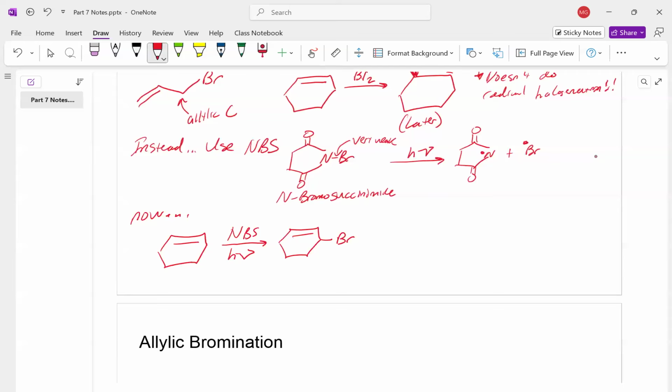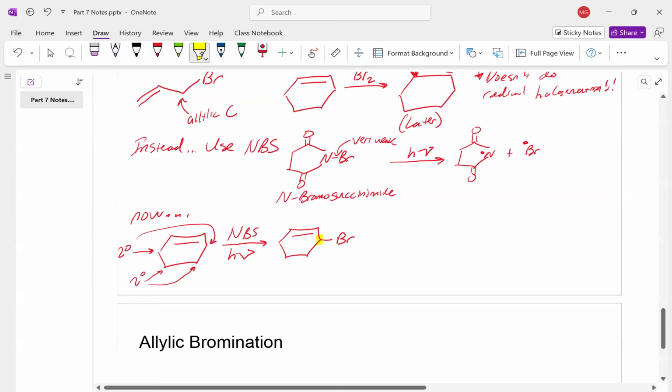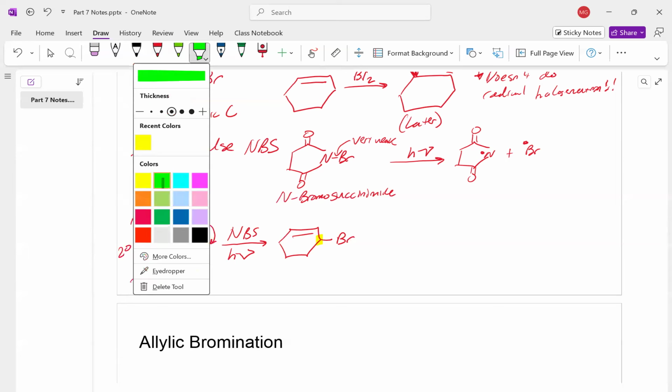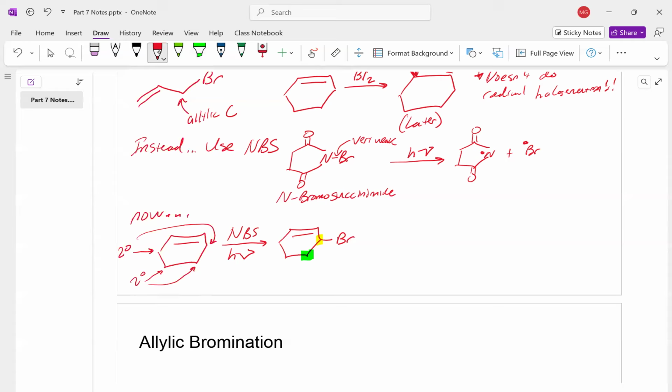I kind of glanced over something here, so I'm going to backtrack just a little bit and highlight why that position specifically. Because if I look at this, I've got a secondary position here and there. Those are kind of the same, but that's secondary as well as that one there. So why is it that I put the bromine at this specific spot and not one of the other ones? Or I should say, the other secondary position. So why not at the green carbon there?